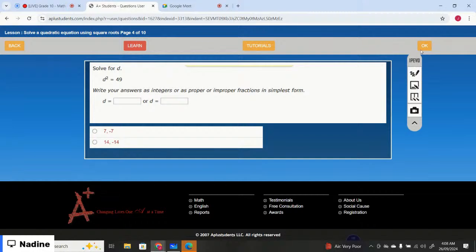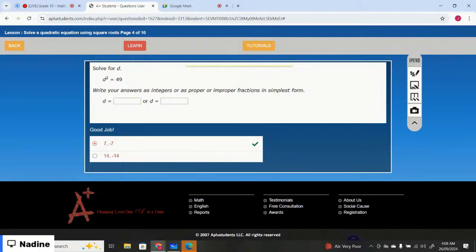Solve for d. d square equals 49, so which is the correct option? d square equals 49. That means the values of d are 7 and negative 7.